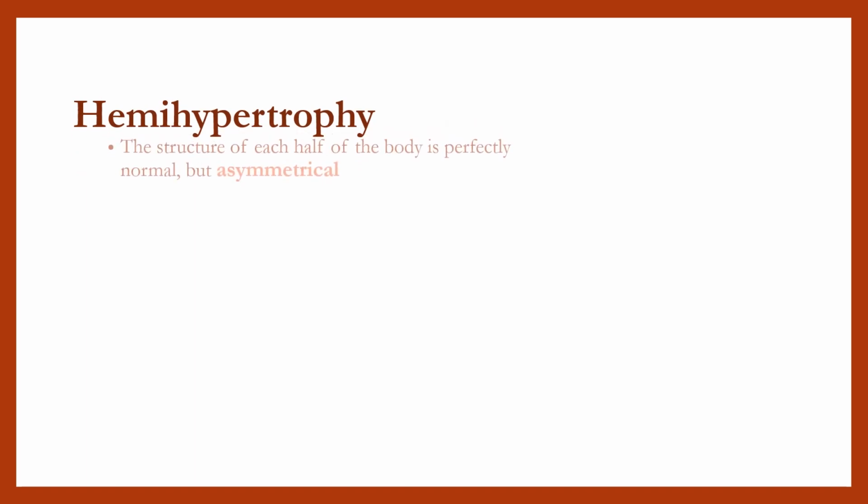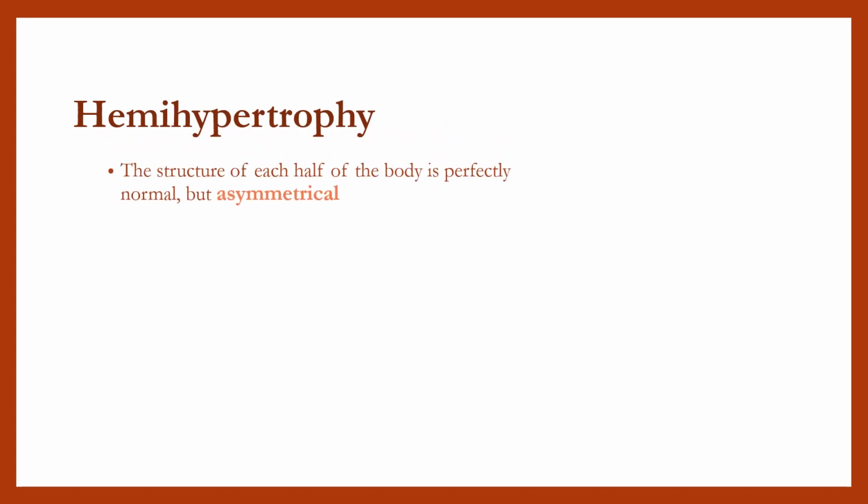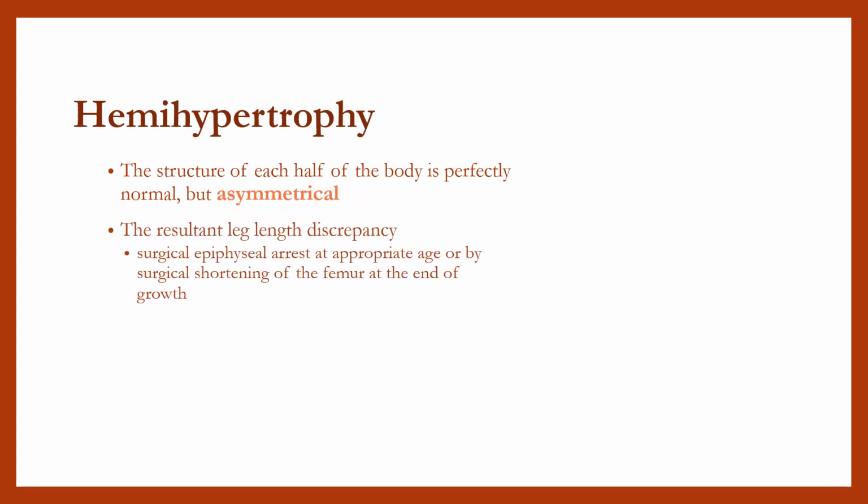Hemihypertrophy. The structure of each half of the body is perfectly normal, but asymmetrical. For the resultant leg length discrepancy, treat with surgical epiphyseal arrest at the appropriate age, or surgical shortening of the femur at the end of growth. Wilms tumor develops in 2% of children with hemihypertrophy.